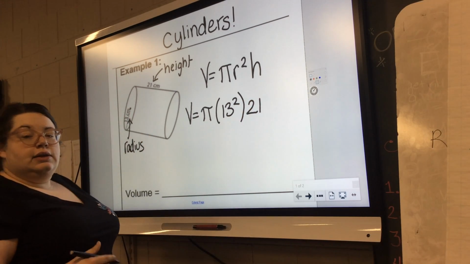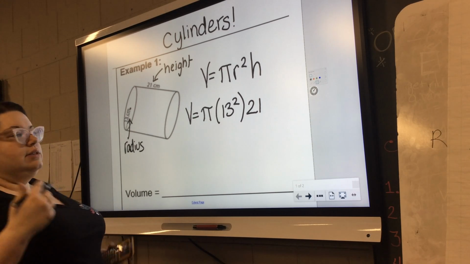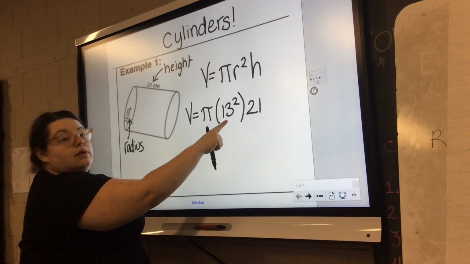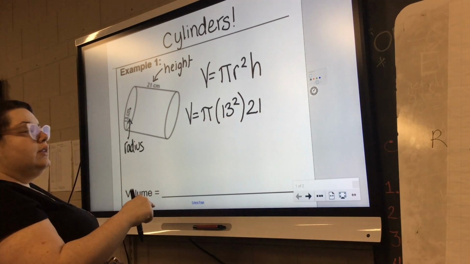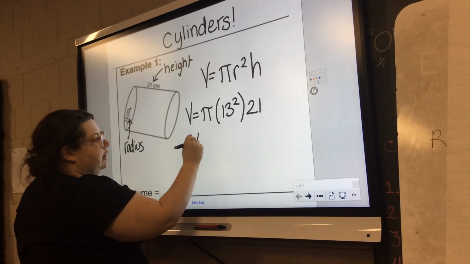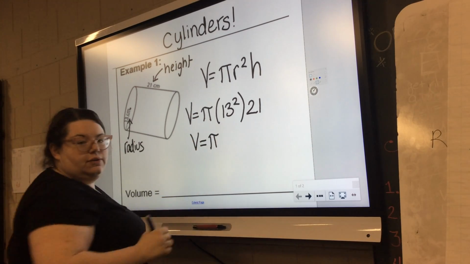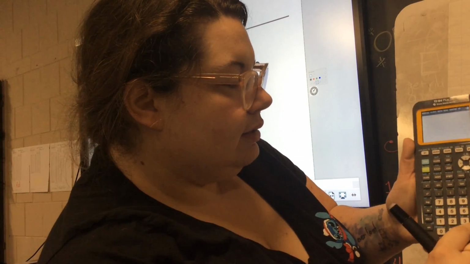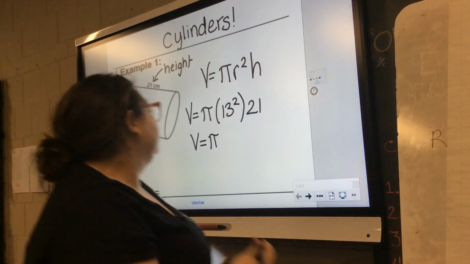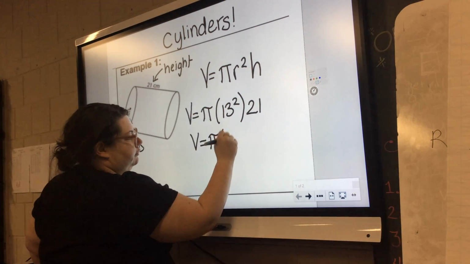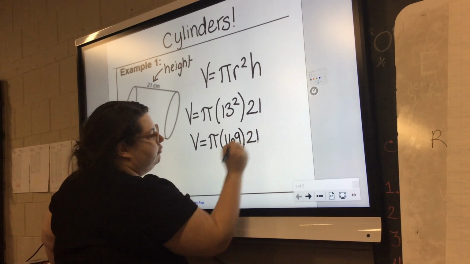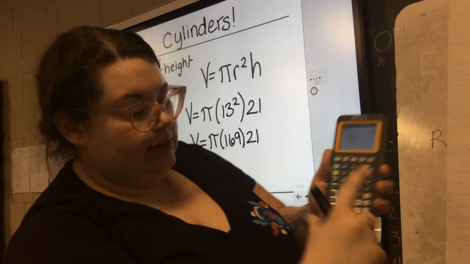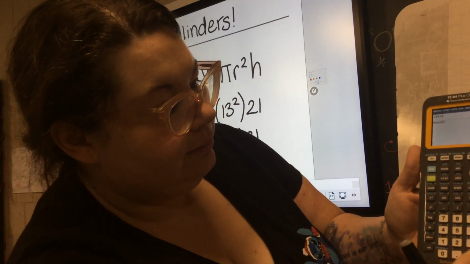Okay? Now, I can actually solve this and follow order of operations. So what are we going to do first? The exponents, right? So we know that 13 squared is 169. If you didn't know that, you can take your calculator and do 13 times 13, and you would get 169. My next operation that I have to do is multiplication. So I'm going to take my 169 and multiply it by 21.